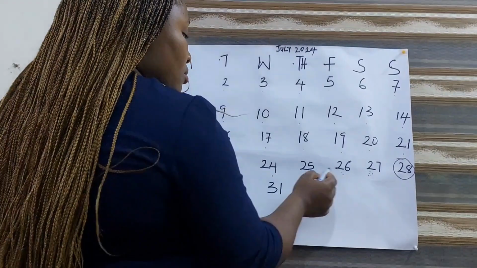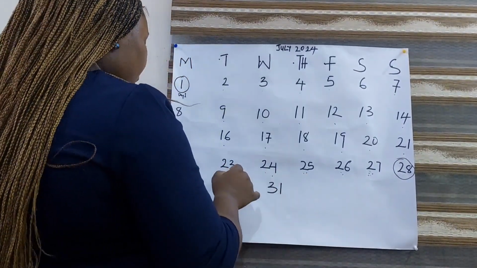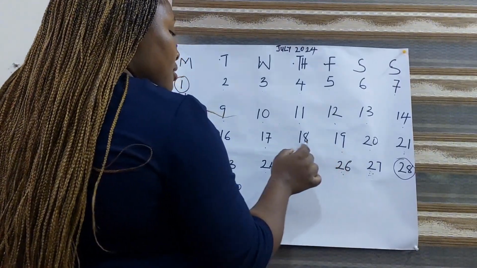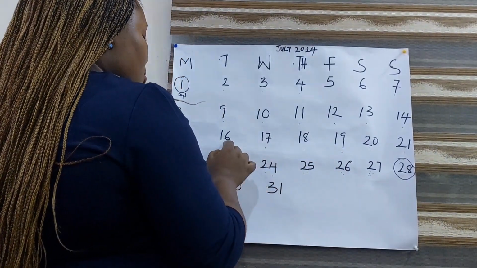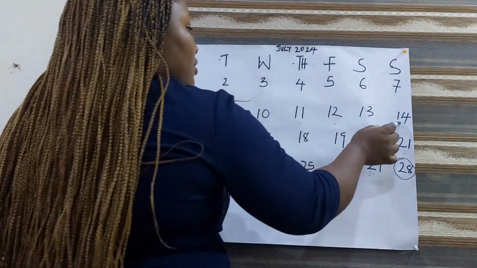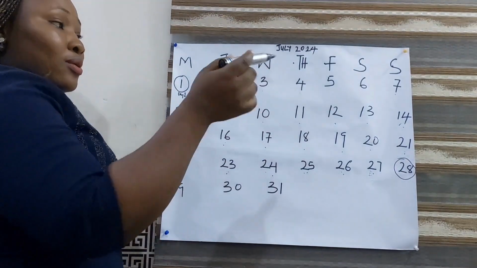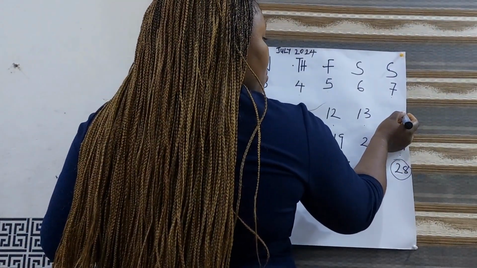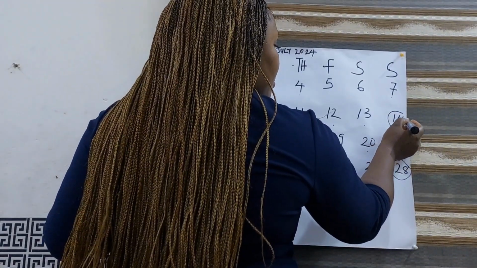1, 2, 3, 4, 5, 6, 7, 8, 9, 10, 11, 12, 13, and 14. Coincidentally, it's still on the 14th day of the month, but it doesn't matter. So you circle this.